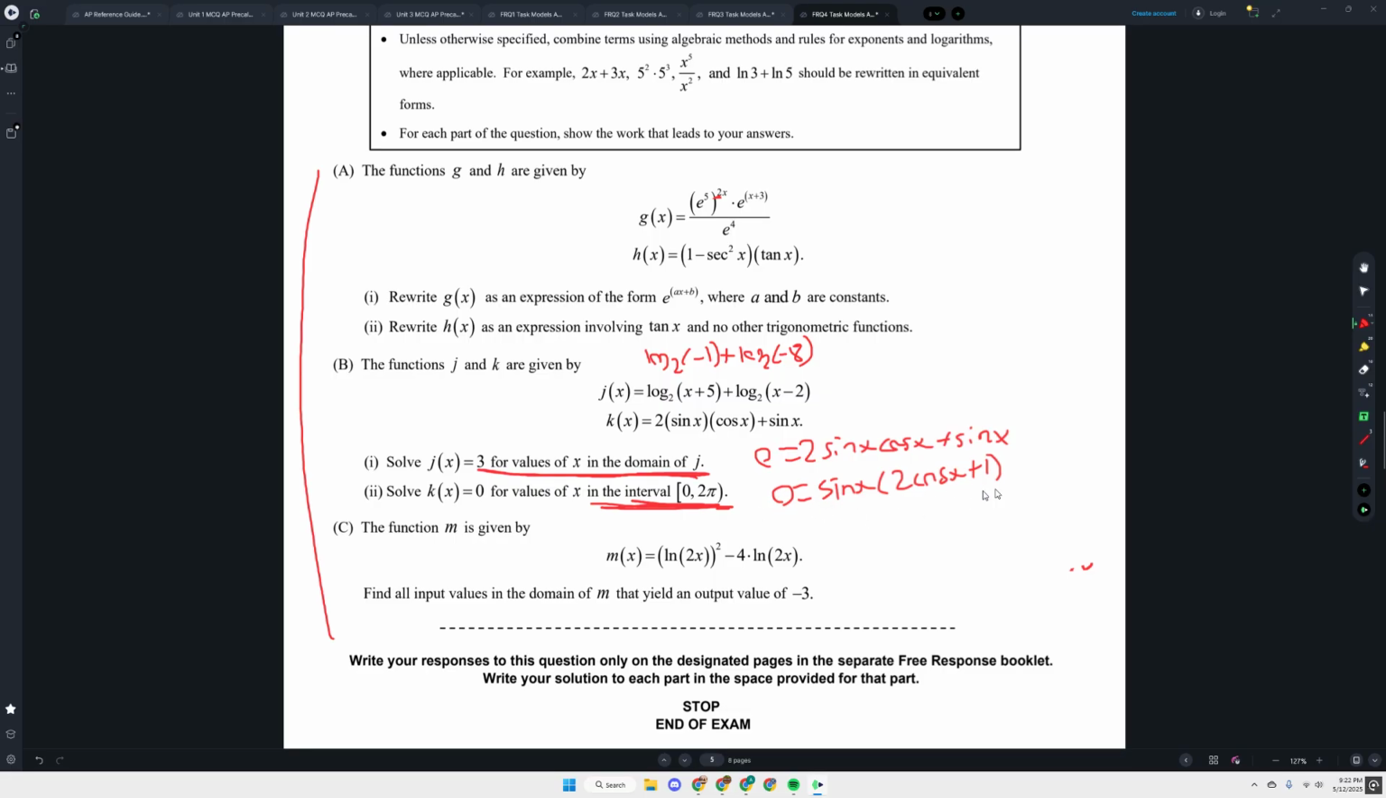So now we have two equations. We can say sine of x is equal to 0, and that happens at 0 and pi, and it doesn't include 2 pi, so we're not going to say 2 pi. Then 2 cosine x plus 1 is equal to 0. Cosine x is equal to -1/2, which happens at 2 pi over 3 and 4 pi over 3. So those are our solutions.